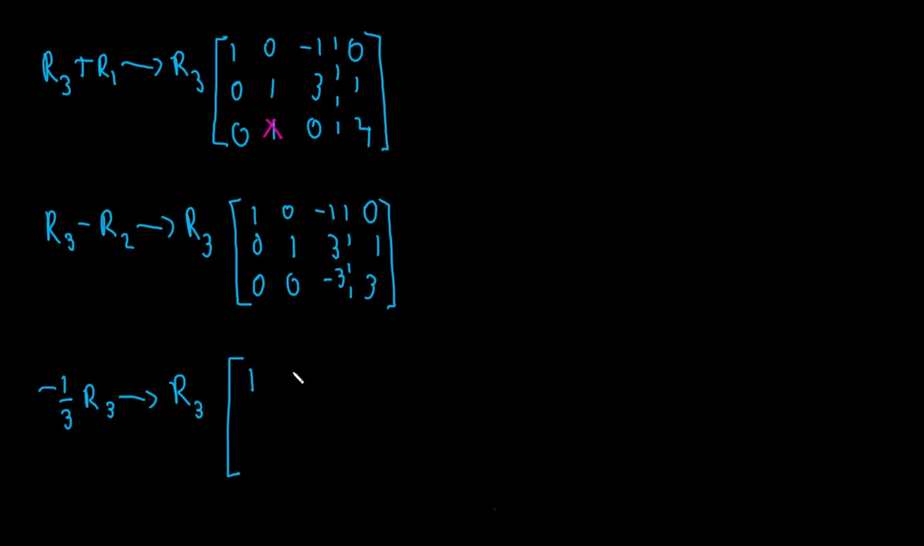So 1, 0, minus 1, and 0 because we're only affecting the third row. 0, 1, 3, 1 because we're only affecting the third row. And here 0, 0, 1, and then 3 over minus 3 is minus 1.